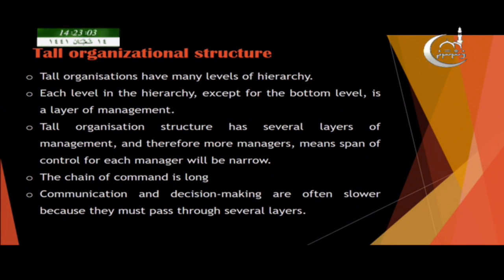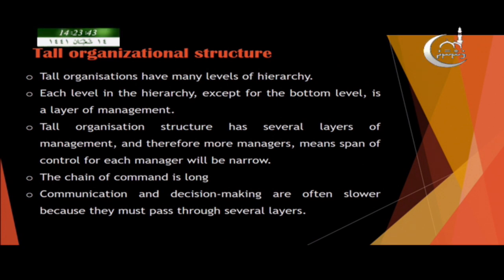Okay. Tall organizations may have many levels, as we have just seen. Many levels means more hierarchy levels. Each level in the hierarchy, except for the bottom level, is a layer of management. The bottom level is the employees. Between the CEO at the top and the bottom level there will be middle management. A tall organizational structure has several layers of managers, and in a tall structure the span of control will be narrow, which we will discuss.